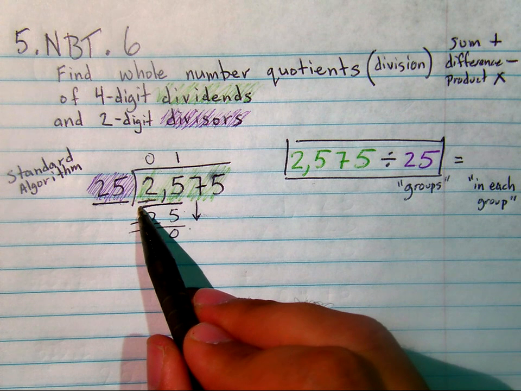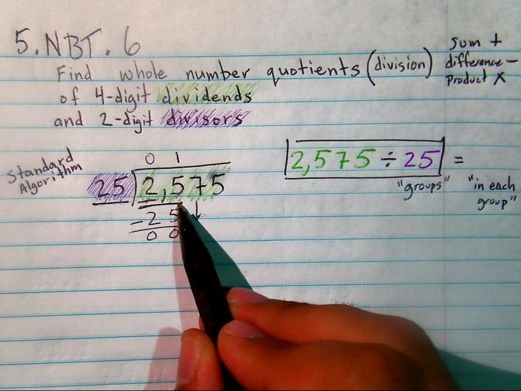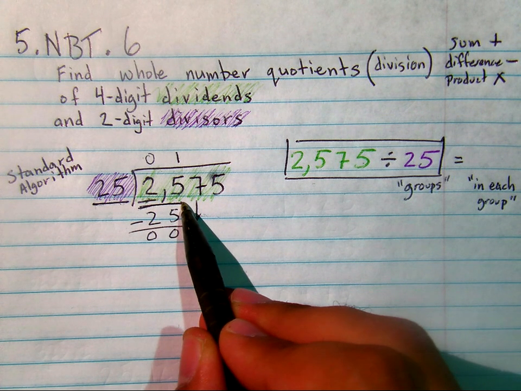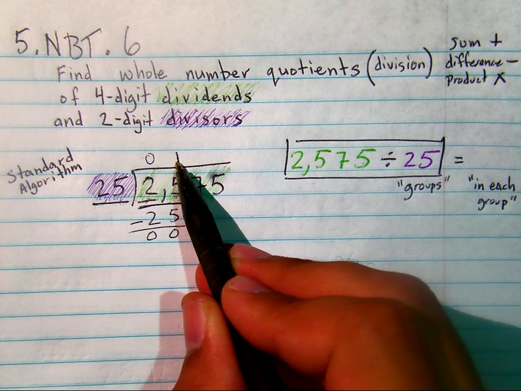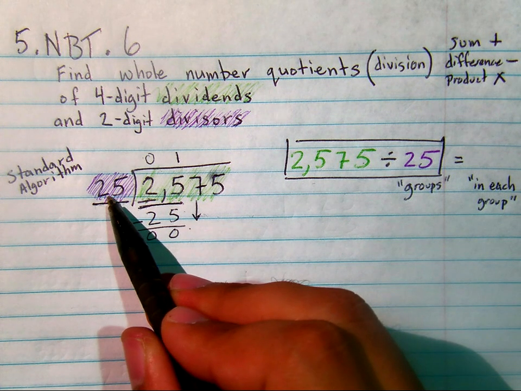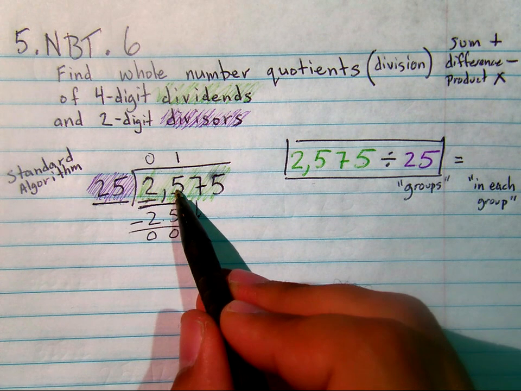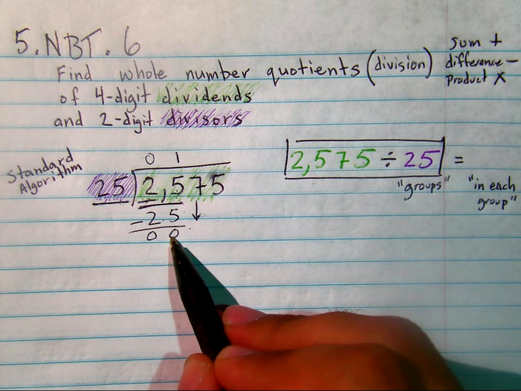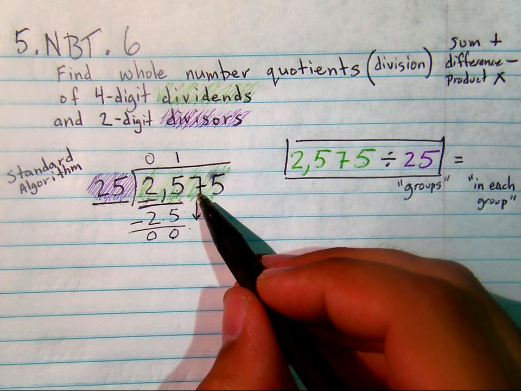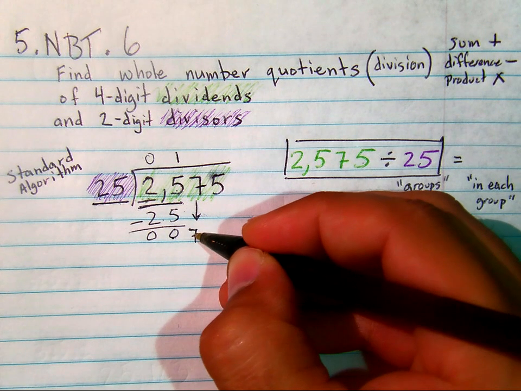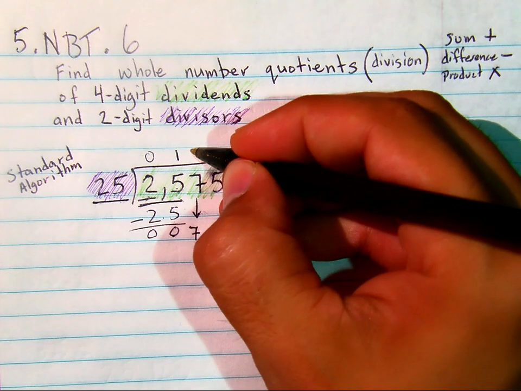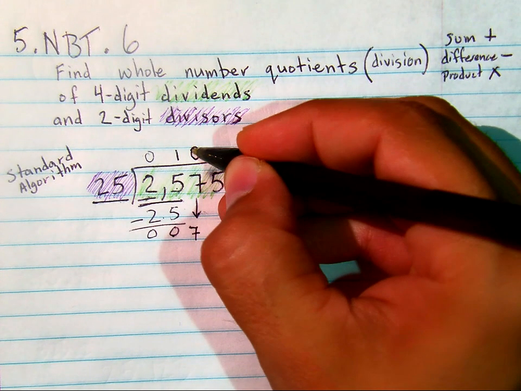Because this isn't just 2,500, this is 25 hundreds. And you can make one group of 25 if you have 25 hundreds. So you put a 1 here, because that's how many groups you can make. And then you find out that there are no more left after you make that one group. So then you're going to bring down these 7 tens. And obviously you cannot make a group of 25 with only 7. So we're going to put a 0 up here, because we can make 0 groups with that.